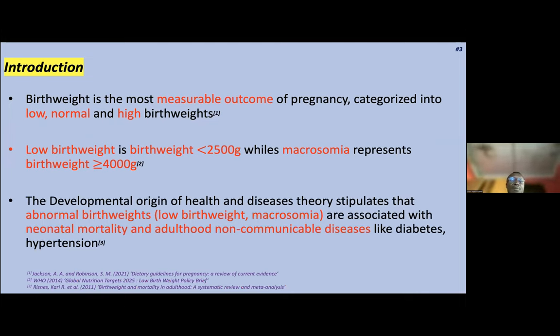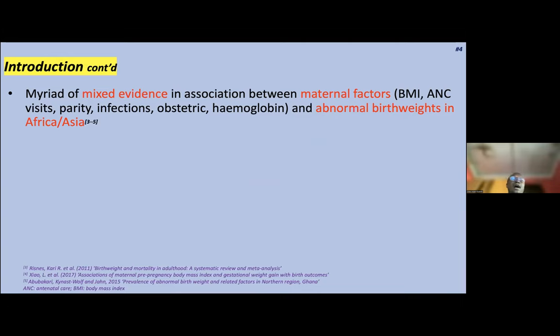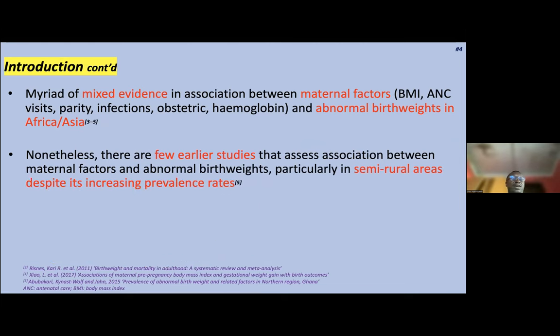There is a lot of research about birth weight, and the developmental origin of health and diseases theory, also called the DOHaD, found that these abnormal birth weights are usually associated with neonatal mortality and some non-communicable diseases such as diabetes, hypertension, and cancers in adulthood. Moreover, there is a lot of evidence of an association between maternal factors such as body mass index, antenatal infections, and parity, and these abnormal birth weights, both in Asia and Africa.